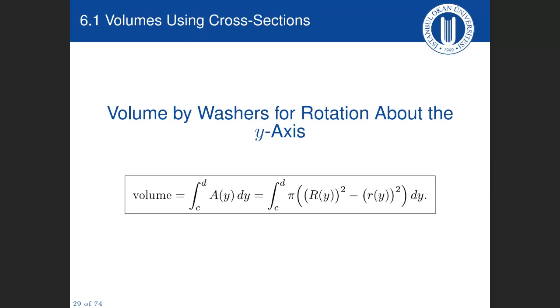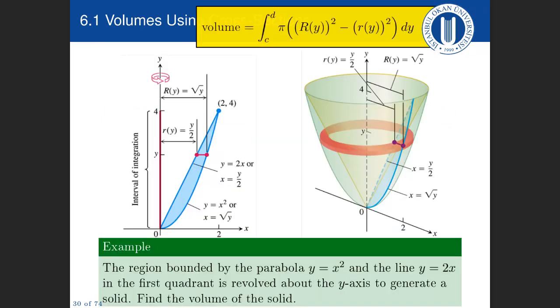That was rotating about the x-axis, but of course we could rotate around the y-axis as well if we wanted to. Nothing changes. All we're doing is everywhere there was an x in the previous formula, we'll just replace it by y. Other than that, the idea is exactly the same. Let's do one example. The region bounded by the parabola y is equal to x squared and the line y is equal to 2x in the first quadrant, that means x is positive, y is positive, is revolved about the y-axis to generate a solid. Find the volume of the solid.